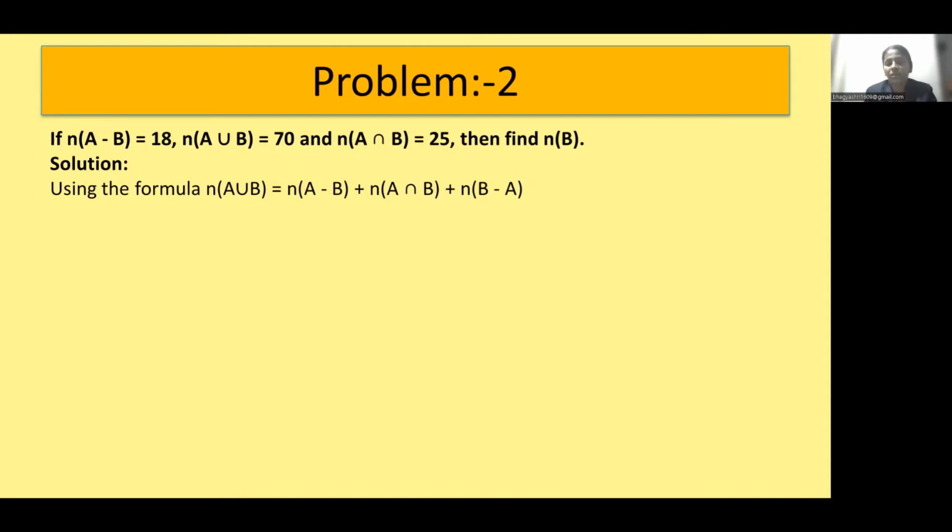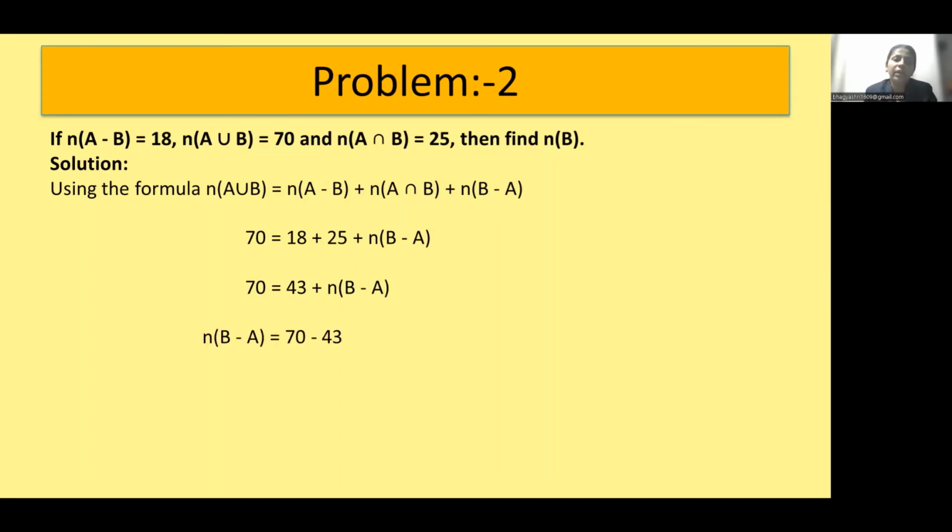It will be clear from the Venn diagram that n of A union B is equal to n of A minus B plus n of A intersection B plus n of B minus A. Okay, आता ह्याच्यामध्ये आपण दिलेल्या सगळ्या व्हॅल्यू पुट केल्यात. By putting all the values of n of A union B, n of A minus B, n of A intersection B, we will find out the value of n of B minus A.